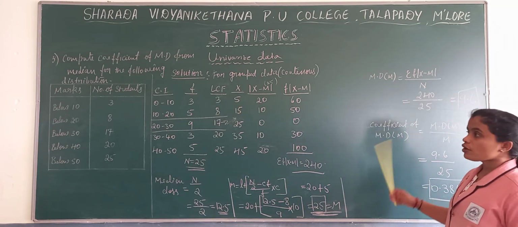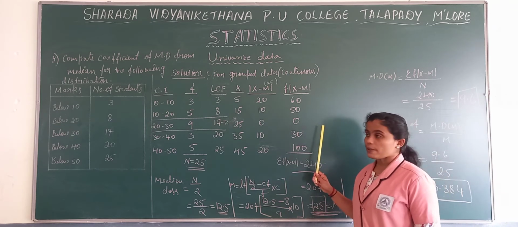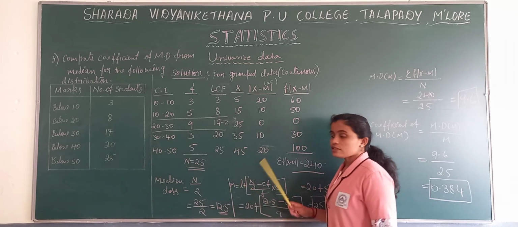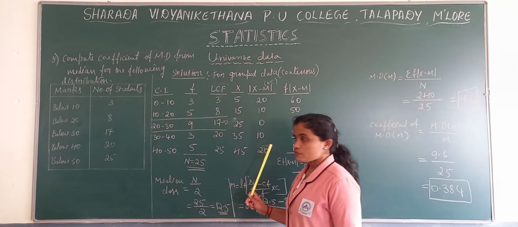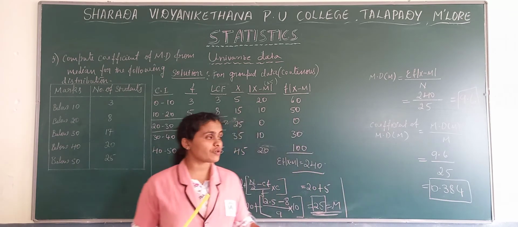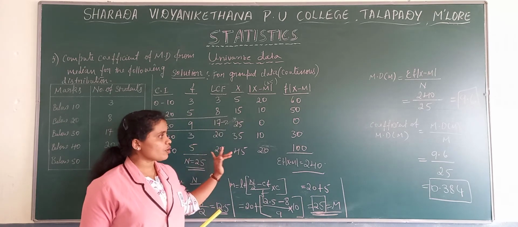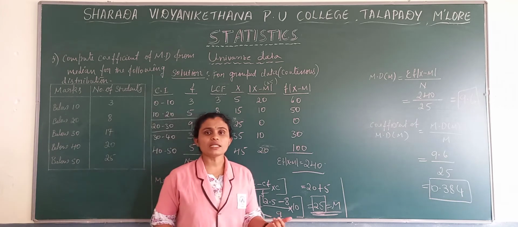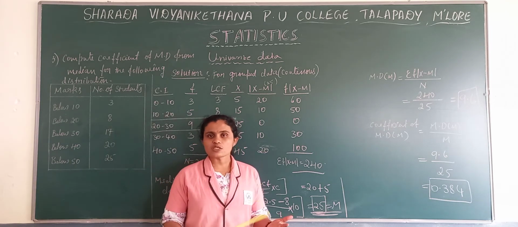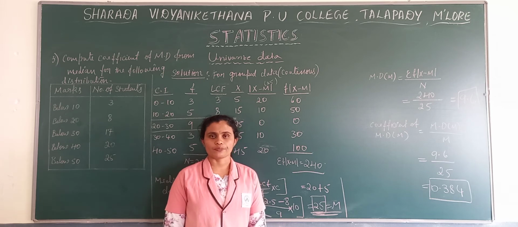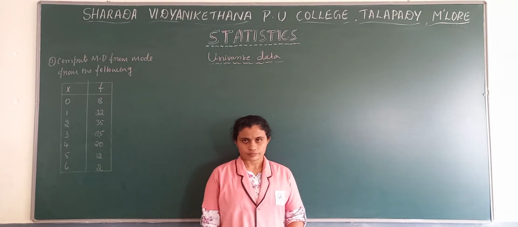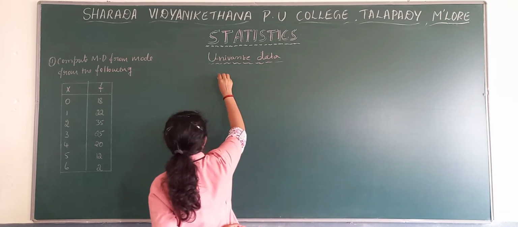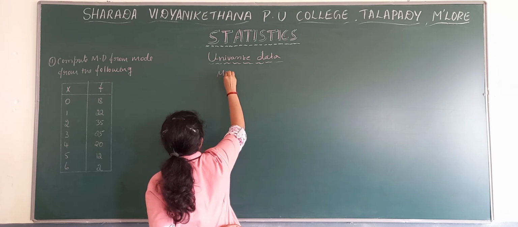So this is the mean deviation from median problem of the continuous type. Yesterday we solved discrete and ungrouped data. Today we have seen continuous. So all 3 kinds of problems are completed under mean deviation from median. So far we completed mean deviation from mean and mean deviation from median. Next we will move towards mean deviation from mode.